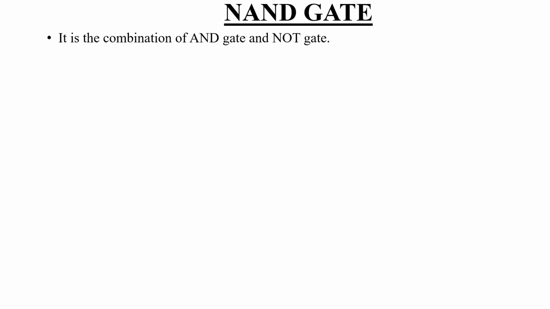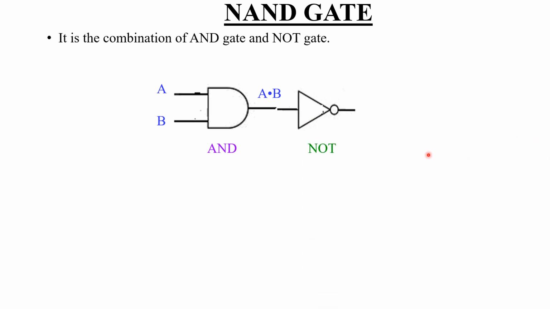Now let us see how we can derive the NAND gate from basic gates. Let us start with the AND gate. This is a two input AND gate, A and B. The Boolean equation for the AND gate is A and B, followed by a NOT gate to give an output Y, which is not AB, or AB bar. This derived gate is called a NAND gate.